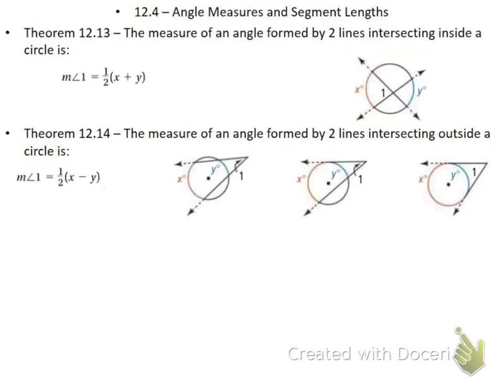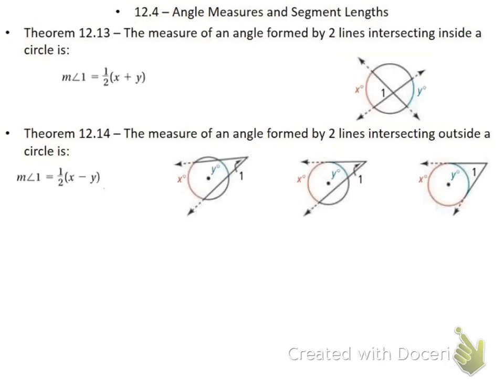Okay, this is section 12.4 of the notes dealing with angle measures and segment lines. The first two theorems that we have are finding angles that are not central angles and are not inscribed angles. So they're not in the middle of a circle and they're not on the outside.